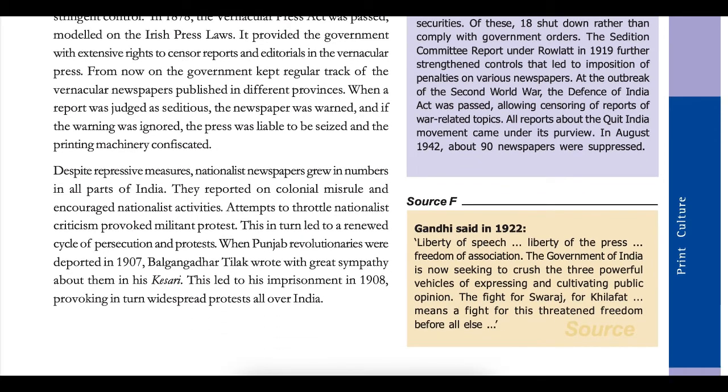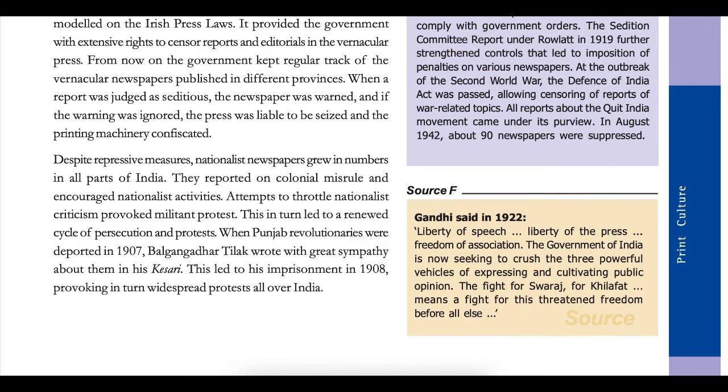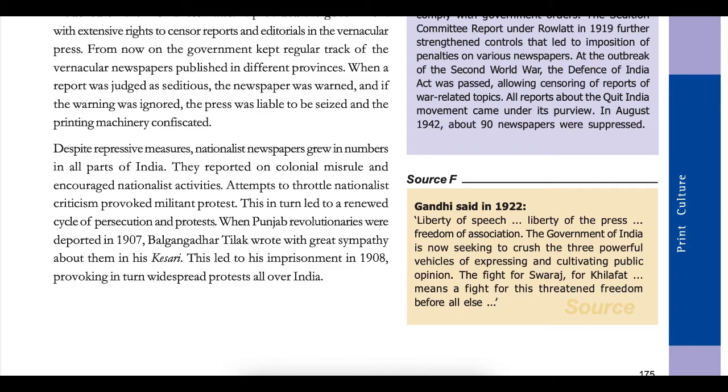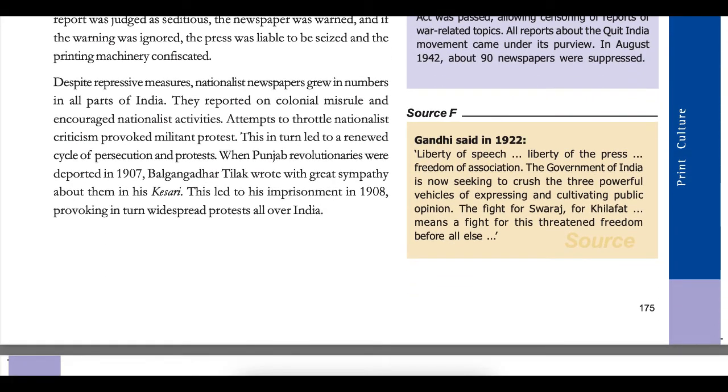From now on, the government kept regular track of vernacular newspapers published in different provinces. When a report was judged as seditious, the newspaper was warned, and if the warning was ignored, the press was liable to be seized and the printing machinery confiscated. Despite repressive measures, nationalist newspapers grew in numbers in all parts of India. They reported on colonial misrule and encouraged nationalist activities. Attempts to throttle nationalist criticism provoked militant protest. This in turn led to a renewed cycle of persecution and protests.